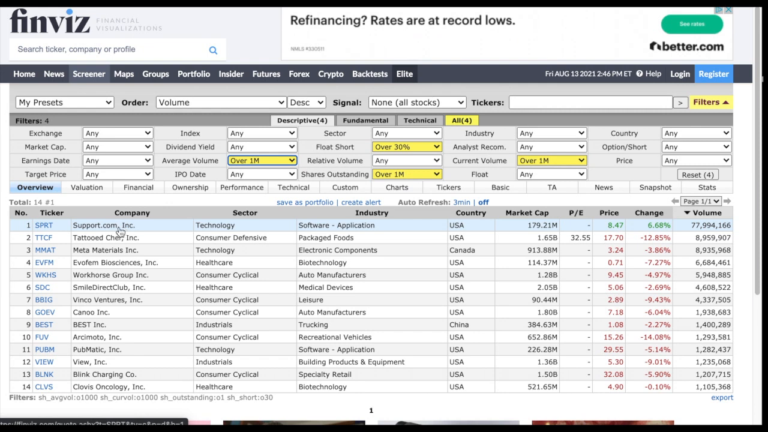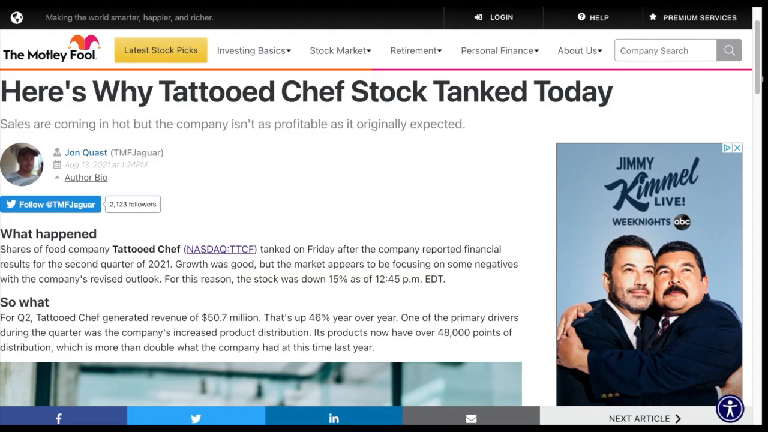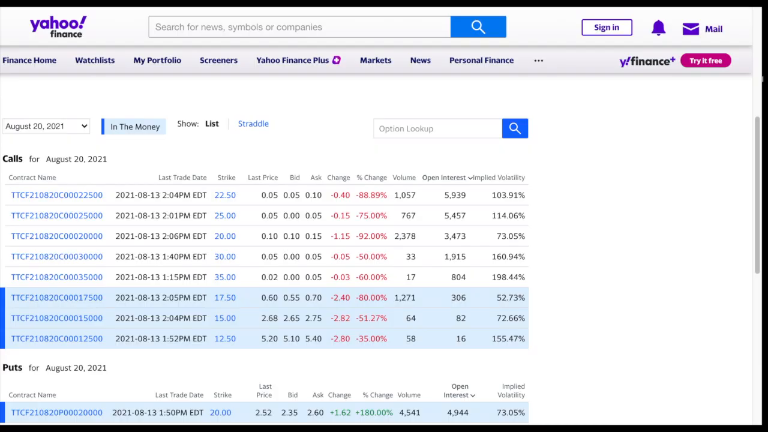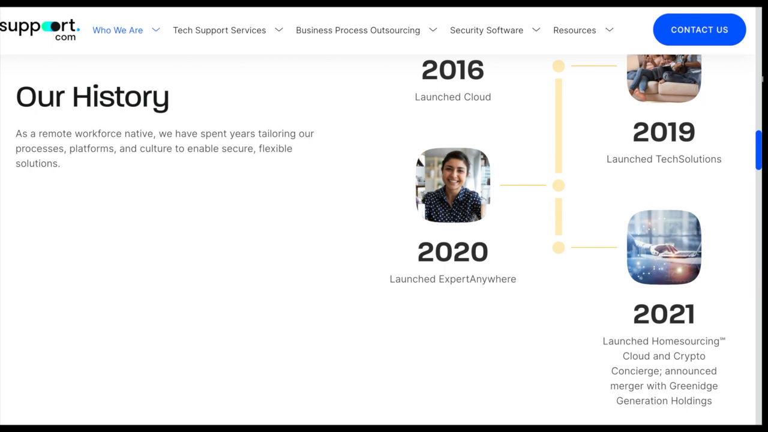So support.com, you can see here 77 million trade volume today, and this is going to be a current daily trade volume. Just by looking at that number, it's huge, it's big. What is going on with that? And if it's shorted, why are so many people trading this? So support.com, I'll give you the short answer here by just showing you. I've got Tattooed Chef pulled up because that's the second one, and I want to walk through that also.